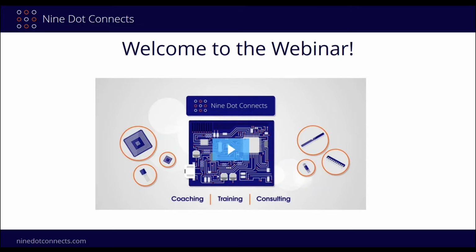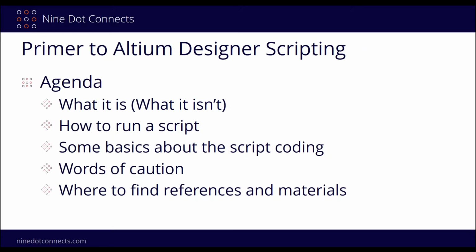Now, today's topic is a primer to Altium Designer scripting. This is kind of a loose agenda. We're going to talk about what it is and, in a sense, what it isn't as well. We're going to show how to run a script. We're going to talk about some of the basics of script coding, a couple of words of caution towards the end, and also where to find references and materials. If I were to go through this slowly and methodically, it would take me at least 2 work days. I only have 1 hour to do this, so I'm going to try to get the key points about scripting, to hopefully give you a good idea of what it is and what it isn't.